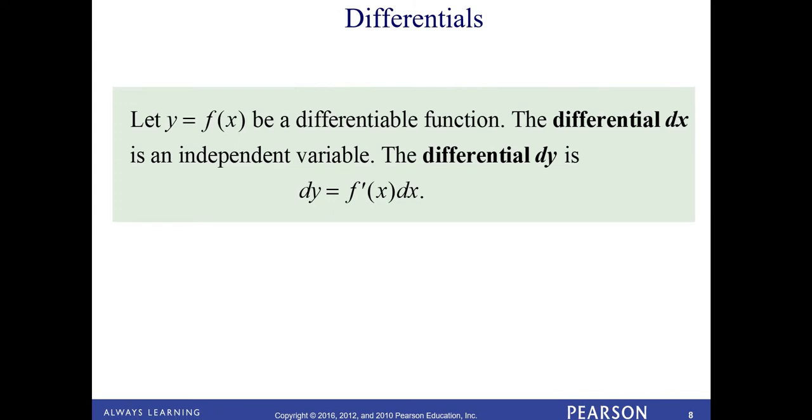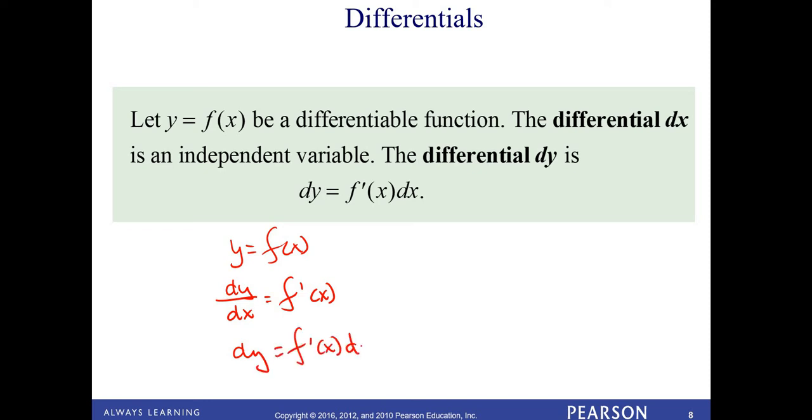A differential: let y equals f of x be a differentiable function. The differential dx is an independent variable, and the differential dy is dy equals f prime of x dx. This is just another way of writing our derivative. Take a look. So y equals f of x, dy dx would equal f prime of x. Therefore, multiplying both sides by dx, dy equals f prime of x dx.